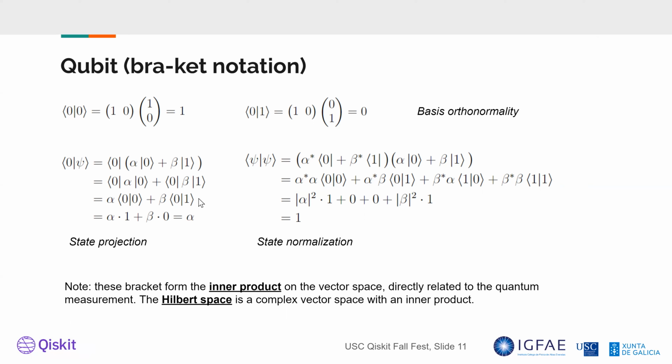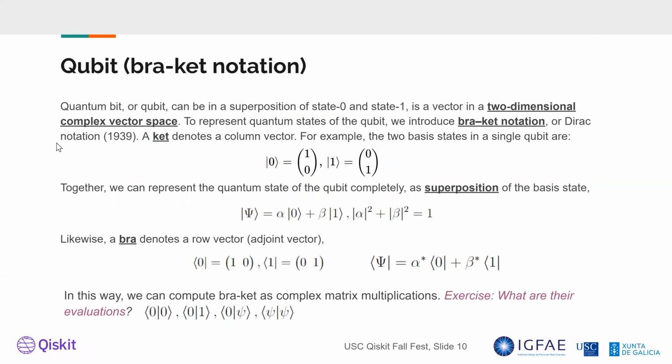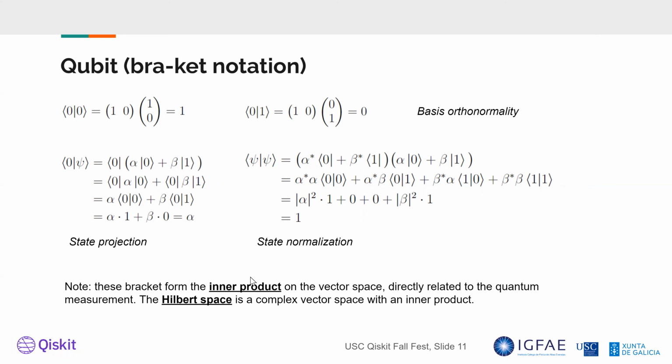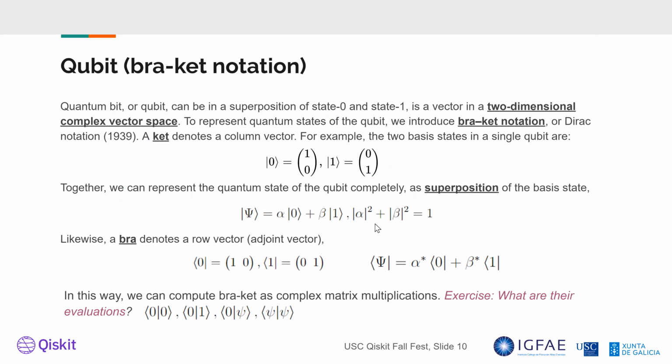So basically, this helps you project your psi into this basis. You grab your coefficient from this basis, right? So it's very intuitive. It's basically projection. And the last one, if you do the calculation, you will see that it gives you alpha squared plus beta squared, which is by definition 1 because the function has to be normalized.